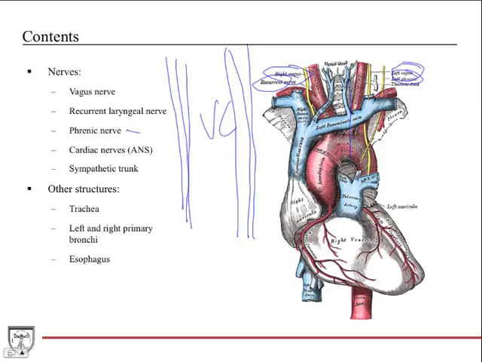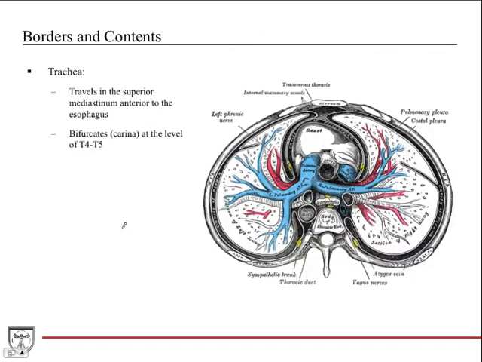Other structures is the trachea here, so you can see that nicely here. The left and right primary bronchi, which would be behind here, branching off this way as it bifurcates. And then you have the esophagus, which travels posterior to the trachea. So the trachea, it travels in the superior mediastinum anterior to the esophagus. So here's the esophagus here. The trachea is actually bifurcated in this diagram here.